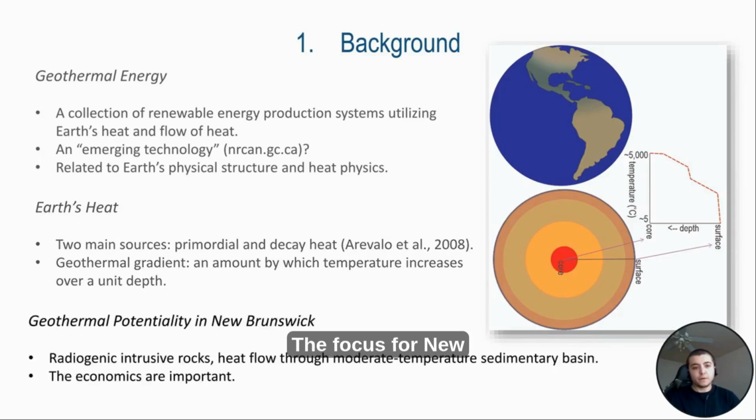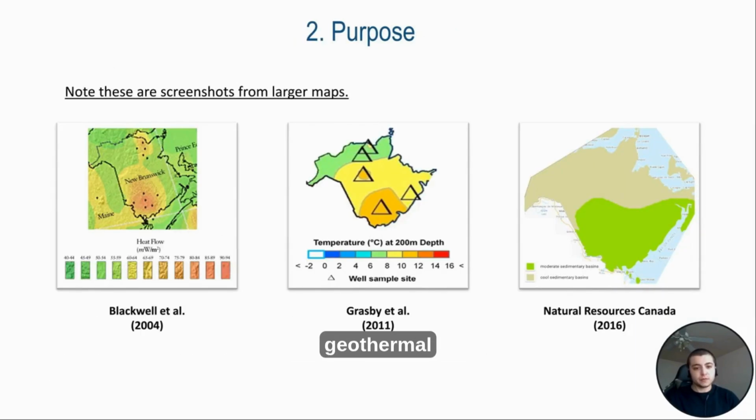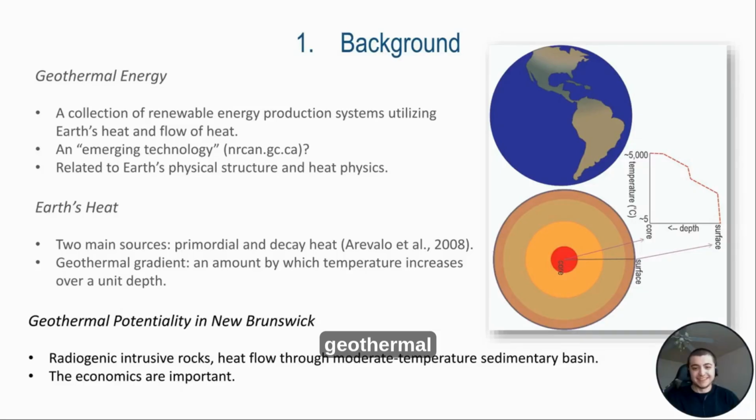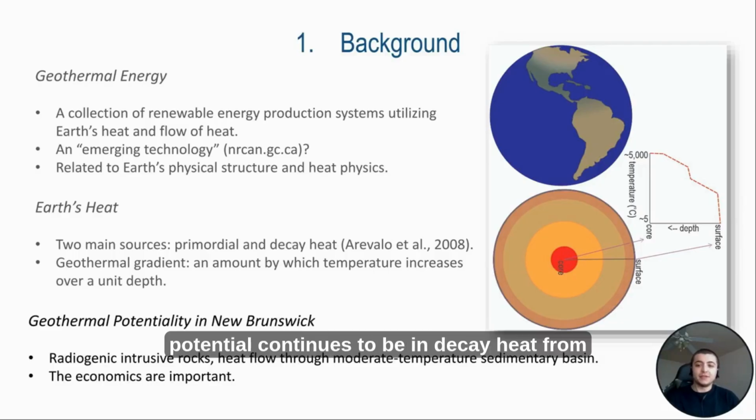The focus for New Brunswick's geothermal potential continues to be in decay heat from radioactive isotopes and any potentially elevated heat flows through moderate temperature sedimentary basins.